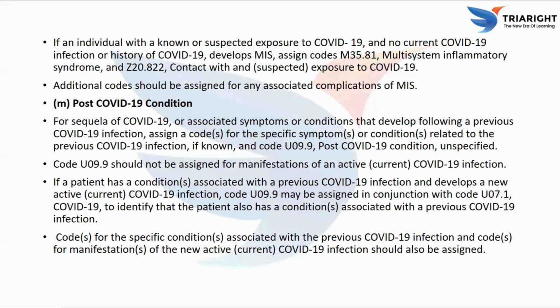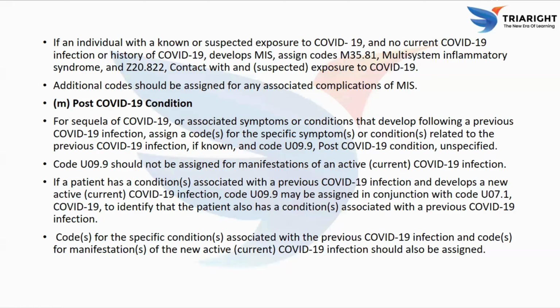So if the patient has both a previous COVID-19 related condition and now a new active COVID-19 infection, then you have to assign U07.1 for the current COVID-19 infection and U09.9 to show there are ongoing problems from a previous COVID infection. So you have to code for both the old condition as well as the new symptoms.